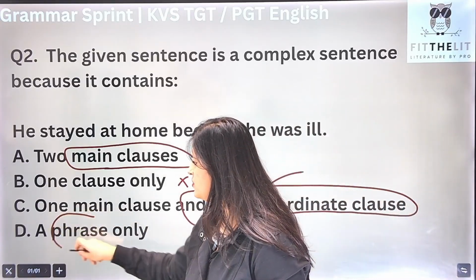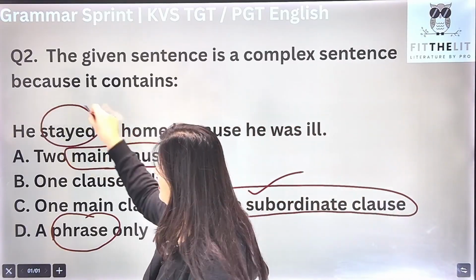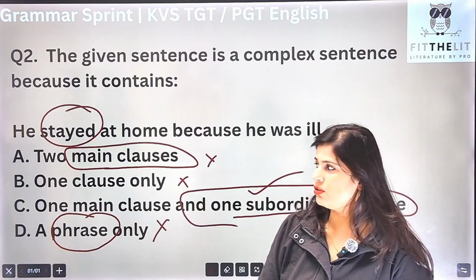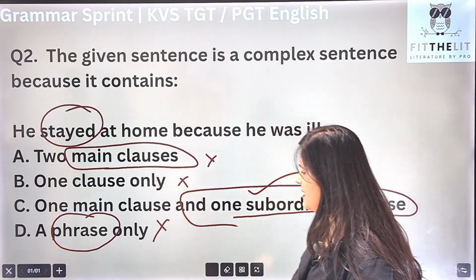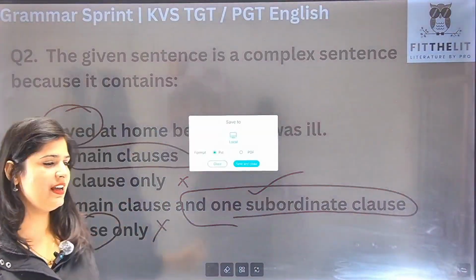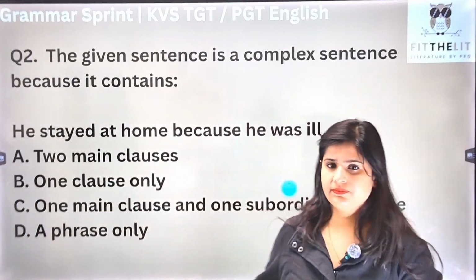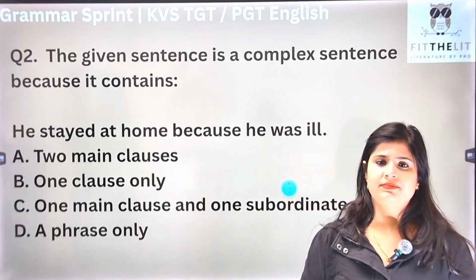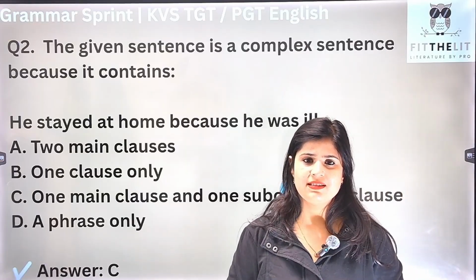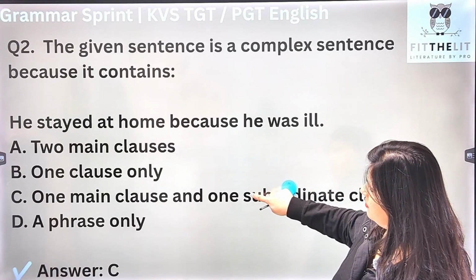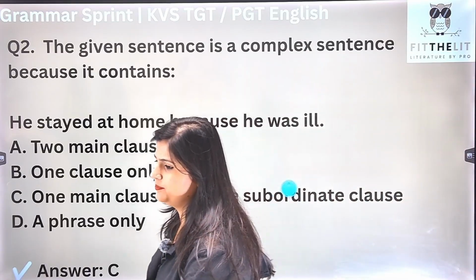See, a phrase only? No, it is not a phrase, क्योंकि हमारे पास एक finite verb है. And what is that finite verb? Stayed, right? So we have one finite verb and that is why it cannot be a phrase. Definitely C is the correct option. Let us cross check whether we have chosen the correct option or not. Yes, answer is C. The correct answer is C. Let us move forward.